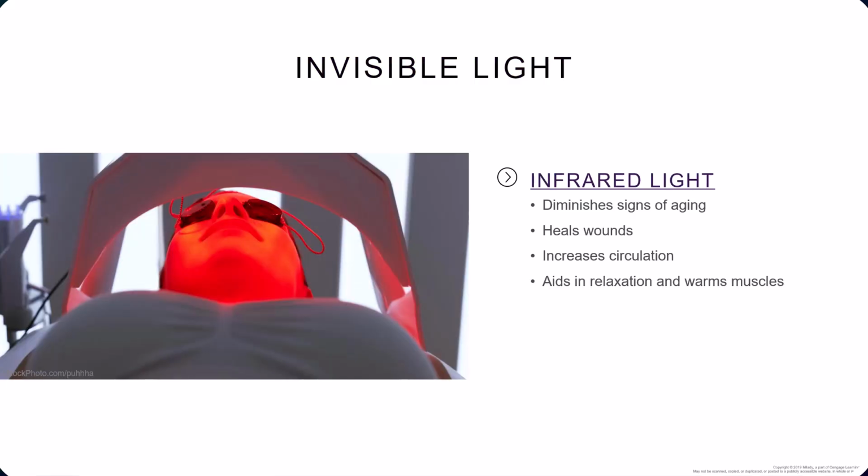Infrared light, which is my favorite, has longer wavelengths and penetrates more deeply. It has less energy and produces more heat than visible light. Infrared light also makes up 60% of all natural sunlight. It's used in spas and in saunas for relaxation and for warming up muscles. It's also been used to diminish signs of aging like wrinkles, and also to heal wounds and increase circulation.